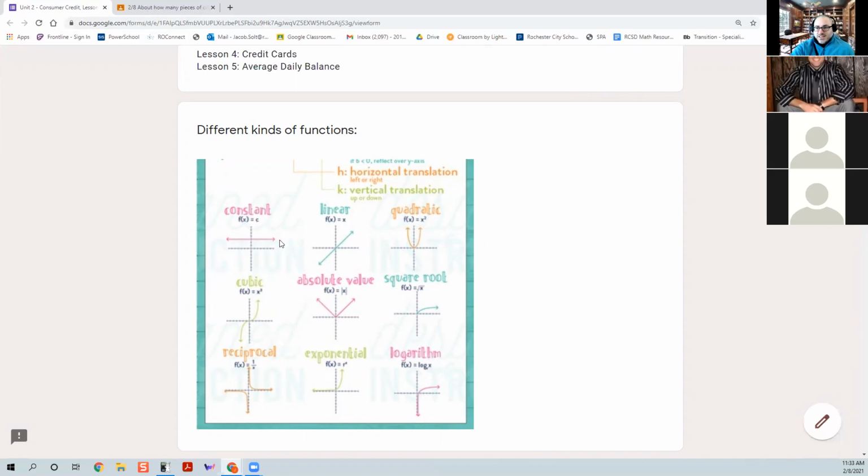We have constant functions, which don't change. We have linear functions that are straight and change. We have quadratic functions that have a U shape, either a U or an upside-down U. We have cubics, which have this kind of S shape. As Cayman said, absolute values have these V shapes. Then square root functions, reciprocal functions, exponentials, which have a curve that goes all the way up or all the way down. And then we have logarithms, which are like the mirror image of an exponential.